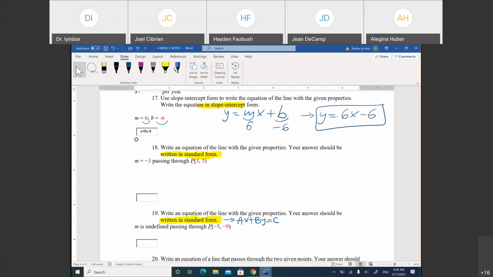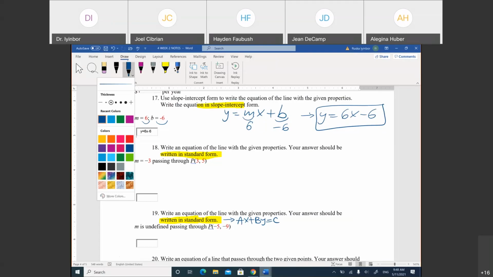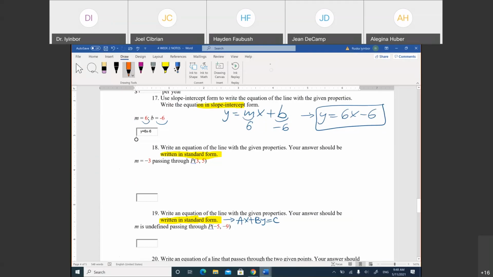So now let's go ahead and do number 18. Number 18, you need to write the equation again, but we need to get standard form. So we're going to start with the equation. We have given the slope, and we don't have the y-intercept, but you have a point which has coordinates x and y. This is given. So let's start with the formula. y equals mx plus b. So what you have given, you have the slope, which is negative 3, right? But we don't know the b. We don't know this.